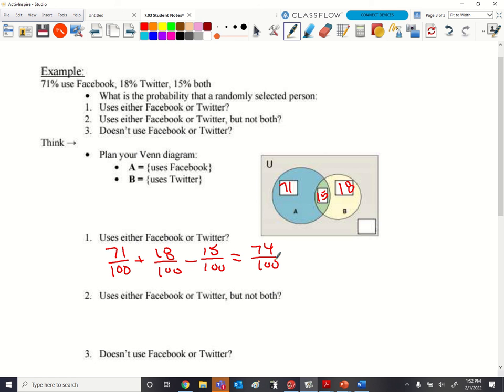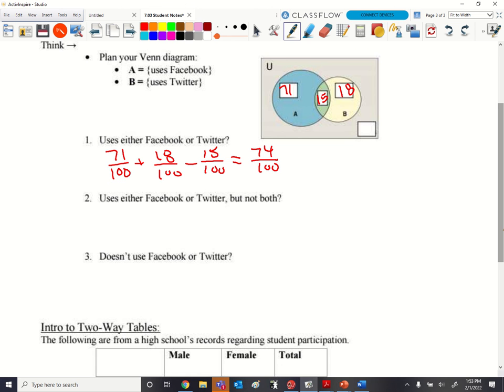Now, how about Facebook or Twitter, but not both? This one's but not both. That means I have to exclude the ones that are using both. So, how many people would be using Facebook by itself? So, start with 71, right? Facebook. Minus 15%, right? And that's going to be just Facebook alone, right? That's going to be just this right there.